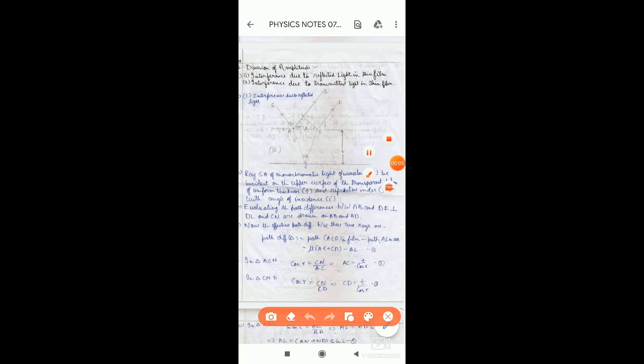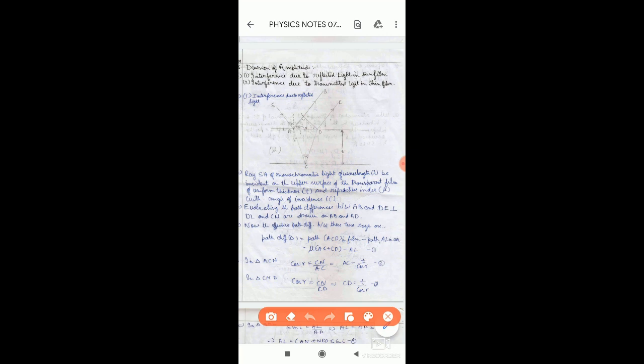Hello everyone. Today we will discuss interference by division of amplitude. As we discussed in the previous class, interference can be obtained by two methods: division of wavefront, which we have already discussed using the Young double slit experiment and the Fresnel biprism. Now we will discuss division of amplitude.